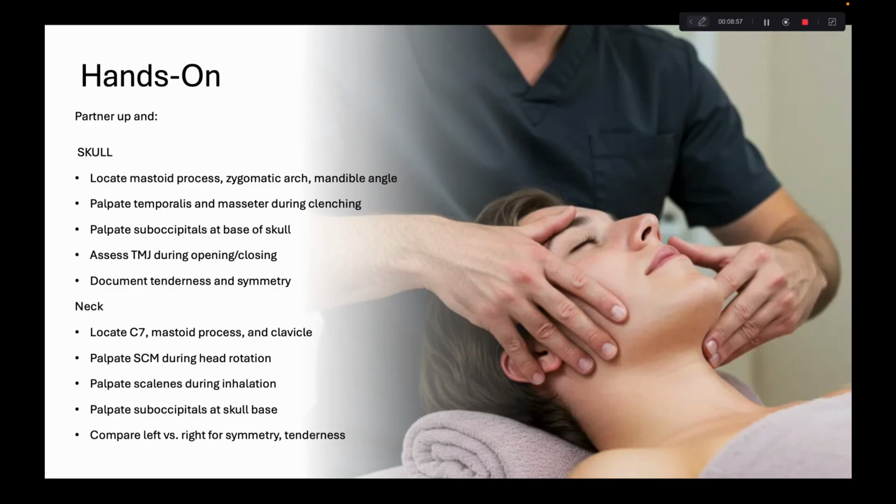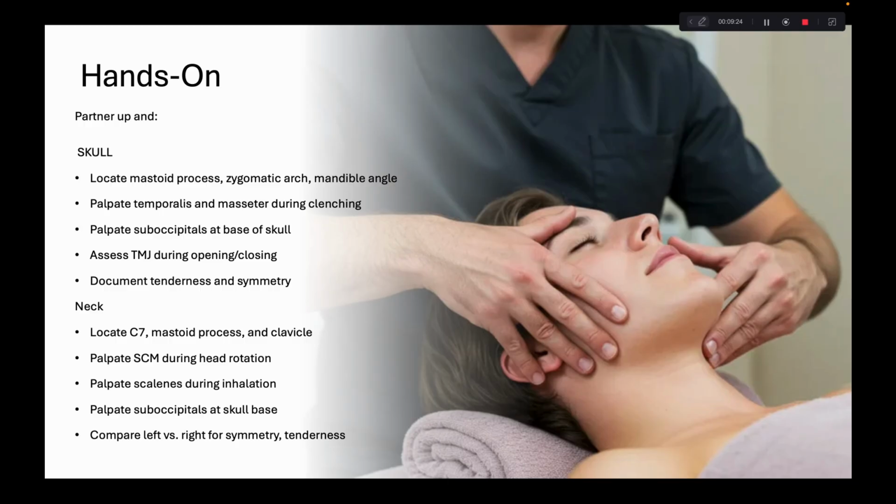We're going to have fun with the TMJ and palpate that during opening, closing, deviation, retraction, protrusion. And then make a mental note. You don't have to document it unless you're actually working on this person and you're doing your SOAP notes, but make a mental note of any tenderness and symmetry.